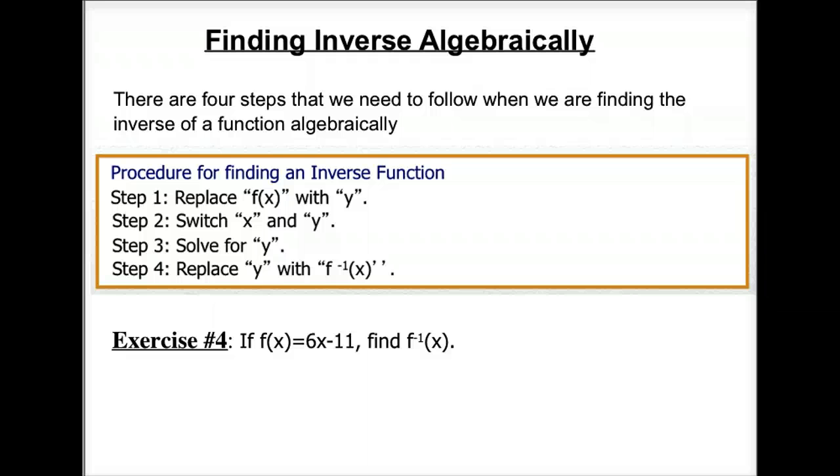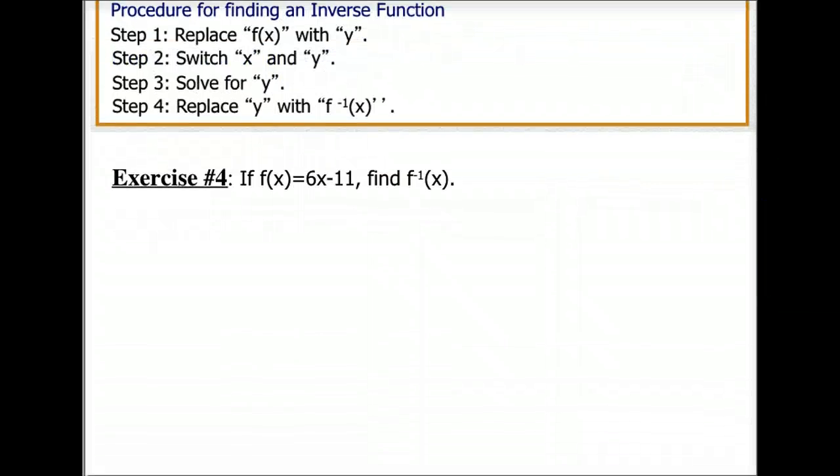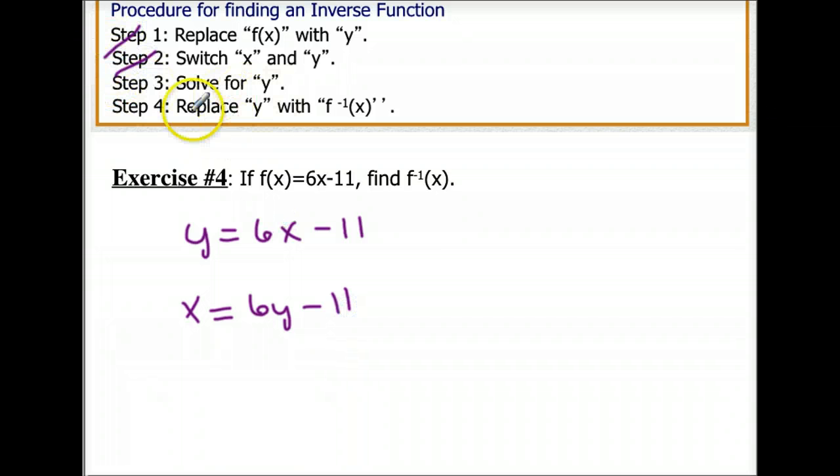So the first question says, given that f of x is equal to 6x minus 11, find f inverse. So the first step says replace it. y equals 6x minus 11. Step 2 says switch these, x and y. So this is x equals 6y minus 11. I did 1, I did 2. 3 says solve for y.